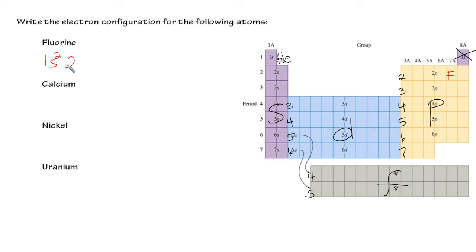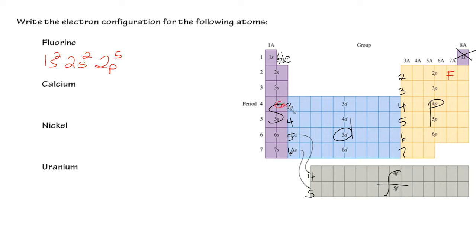I go to the second energy level. Electrons 3 and 4 will go in the 2s. And then I go across to the 2p. Fluorine is 1, 2, 3, 4, 5. 2p5, done. This is a blast from the past, right? You remember this. I know you do. These are fun.